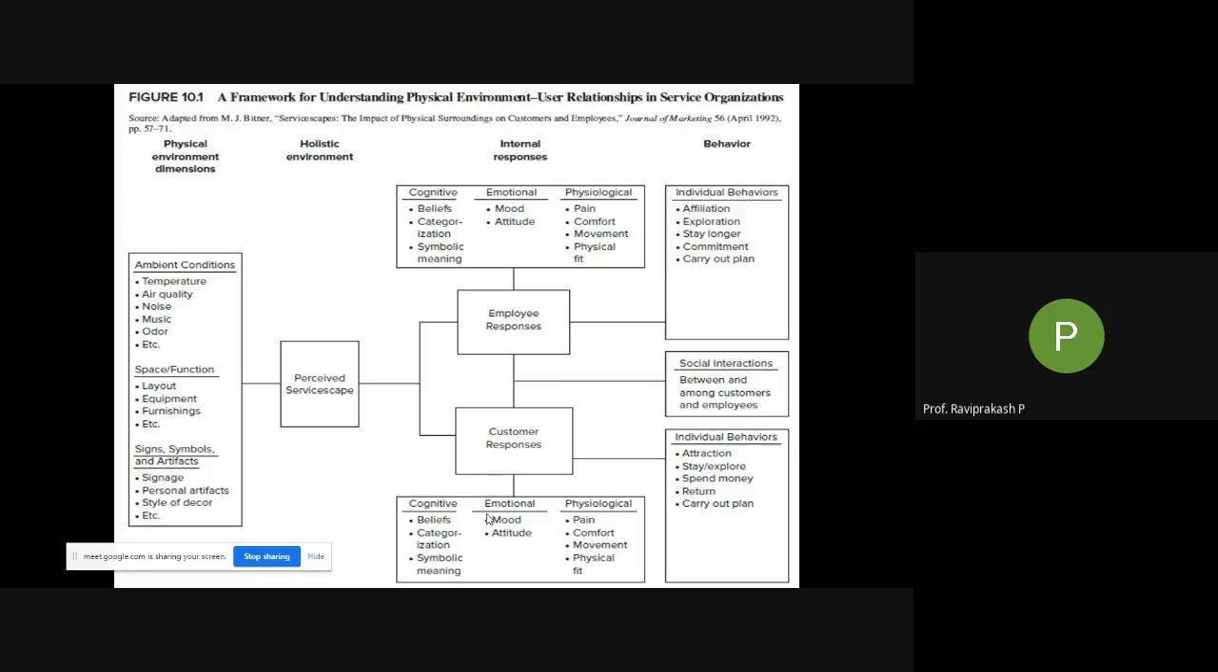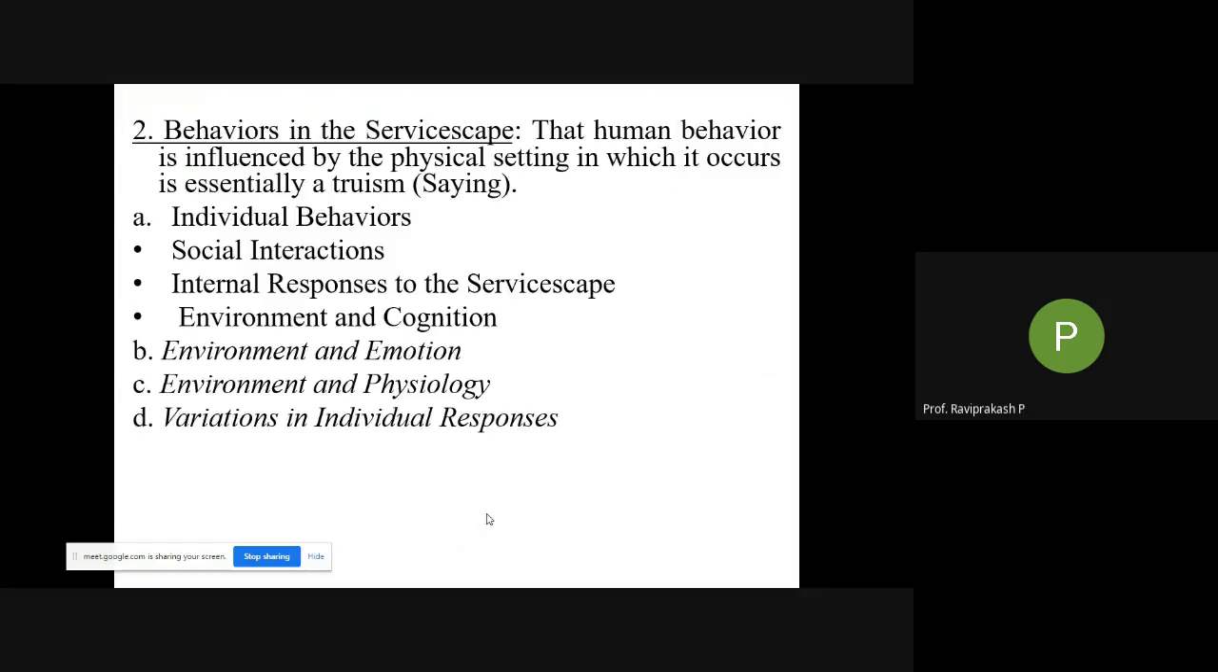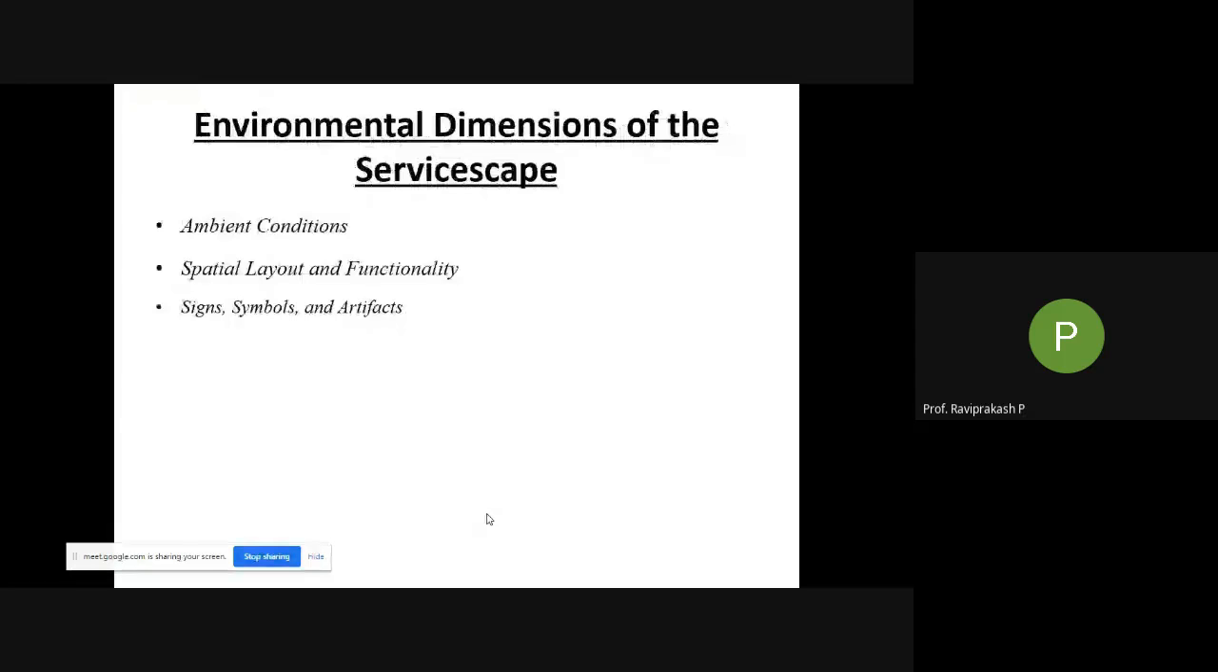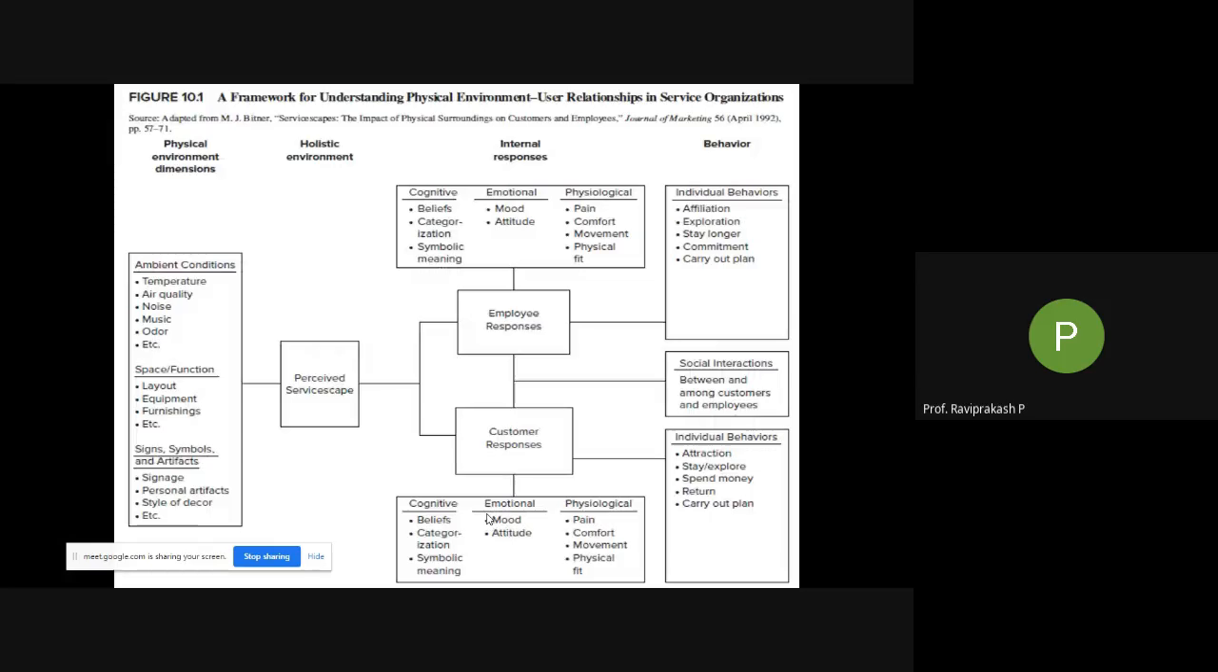Next, going to the other stuff, we have the environmental dimensions of the service scheme. So what all are there? The ambient conditions, the spatial layout and functionality, the signs, symbols and artifacts. Again, going back to the table, if you see the leftmost corner, physical environment dimensions. We just saw the psychological responses. So all come under there. That is ambient conditions. What are ambient conditions? Ambient, in the sense, if nothing is going on, what will the conditions be? That is called ambient conditions.